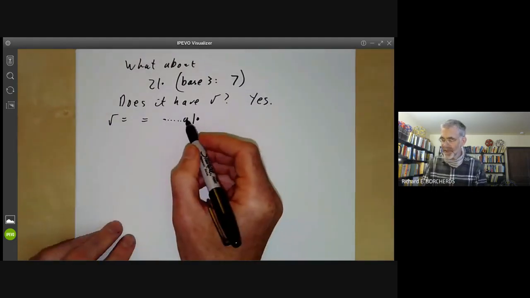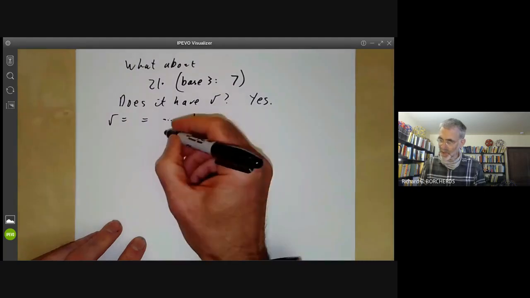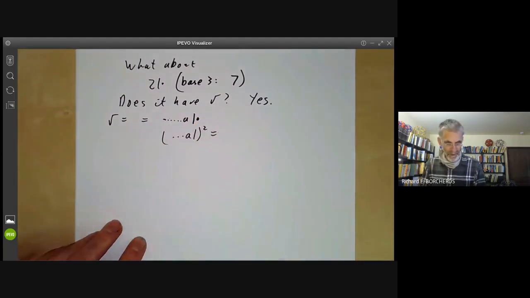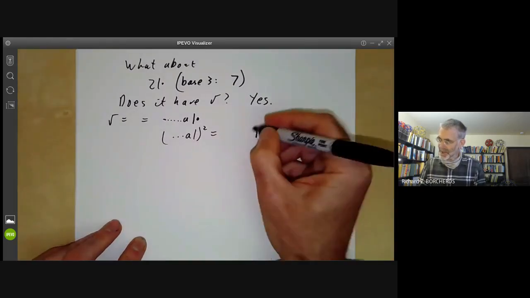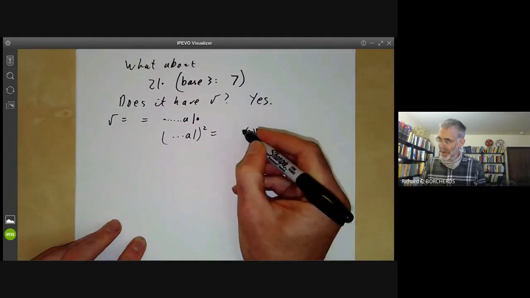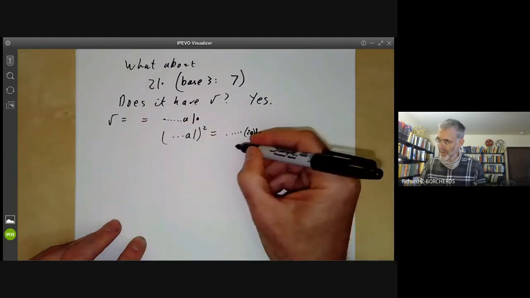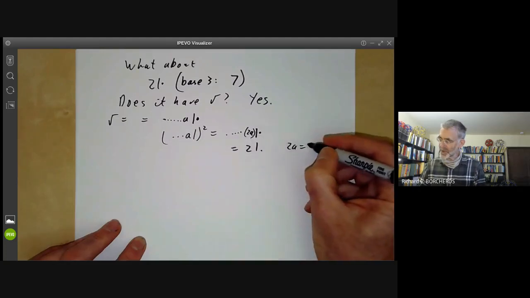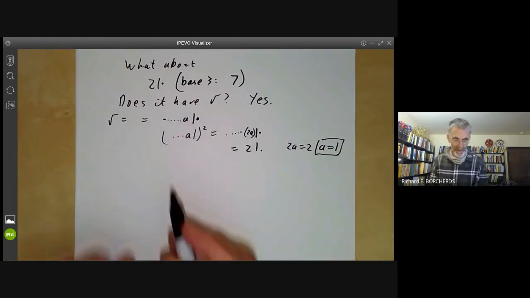And the next to last digit is some number a, and we want to figure out what a is. So let's work out what (a1) all squared is. If we work it out, the last digit will be 1, and the next to last digit will be 2a, and then we get something there that we don't really care about. We want this to be equal to 21. So we want 2a equals 2, so a equals 1. So we've managed to figure out what a is.